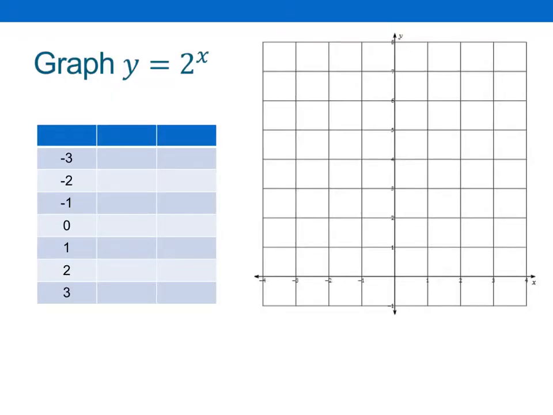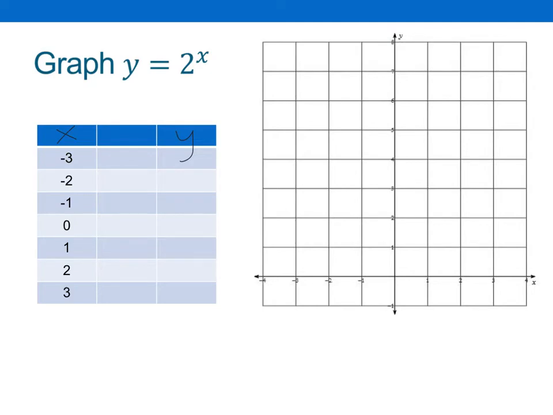All right, so we've got something we want to graph here. It's y equals 2 to the x. And we've given you some x values to start off with. So those are going to be our x values, and we want to find our y values. Actually, I'm going to write the y over here. We're going to use that middle column for some work.